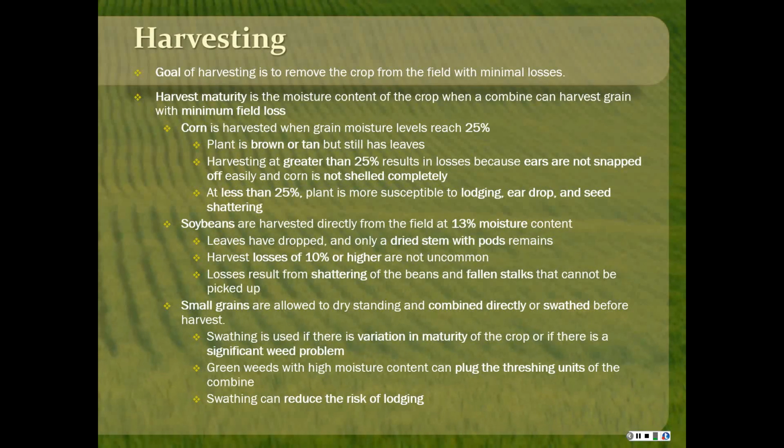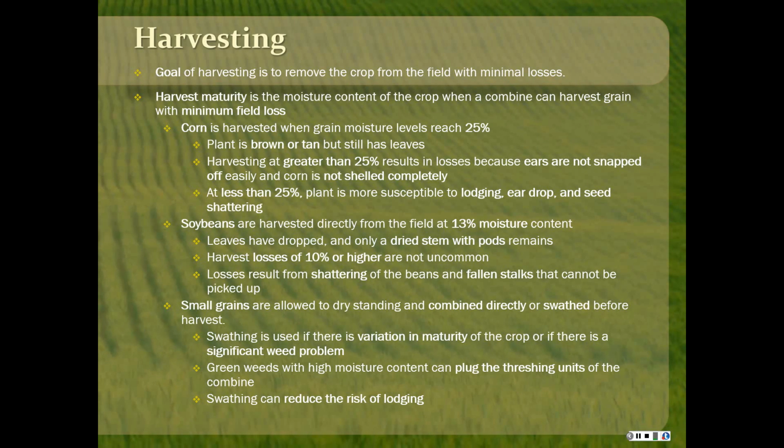Harvest maturity is the moisture content of the crop when a combine can harvest the grain with minimal field loss. Corn is harvested at about 25% grain moisture, and the plant would be brown or tan, but it still has leaves. If you harvest at greater than 25%, you would end up with losses because the ears are not snapped off the plant easily and the corn doesn't shell completely. At less than 25%, the plant is more susceptible to lodging, ear drop, and other things.